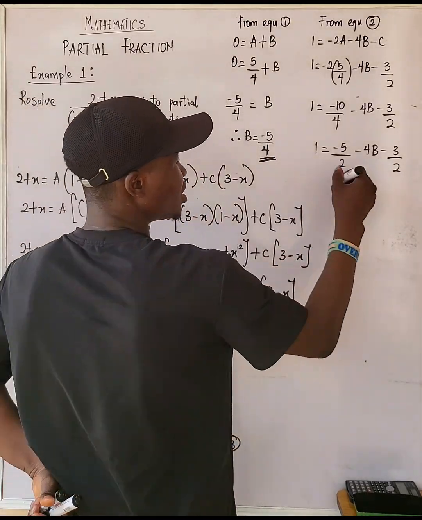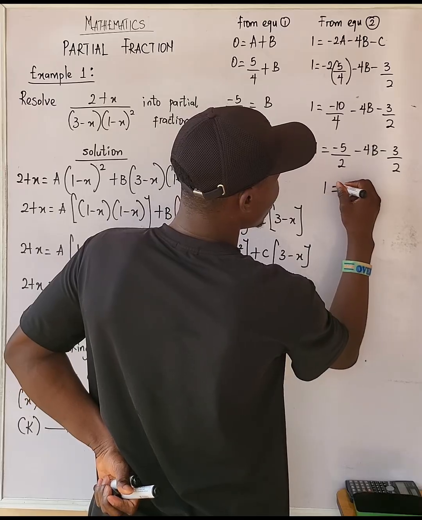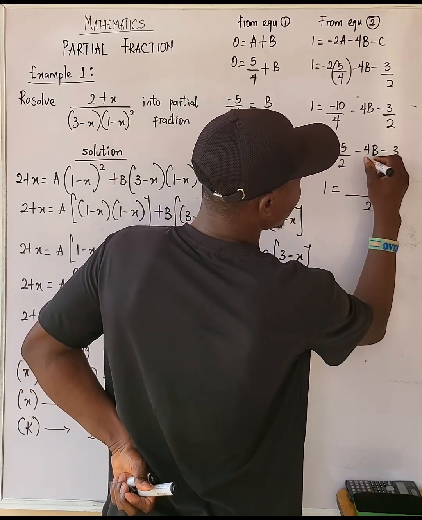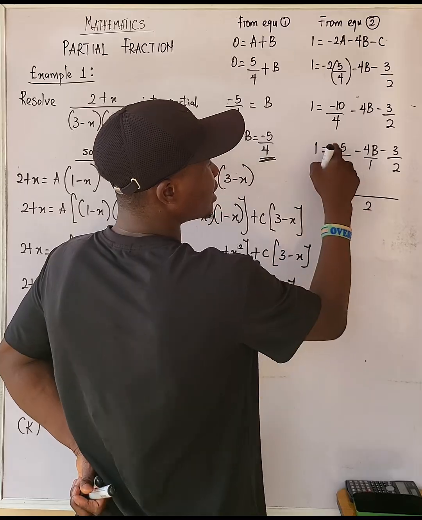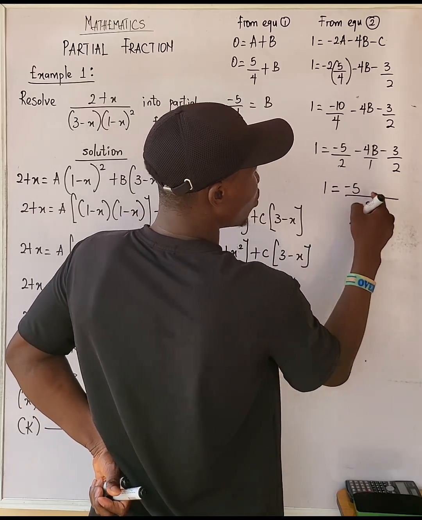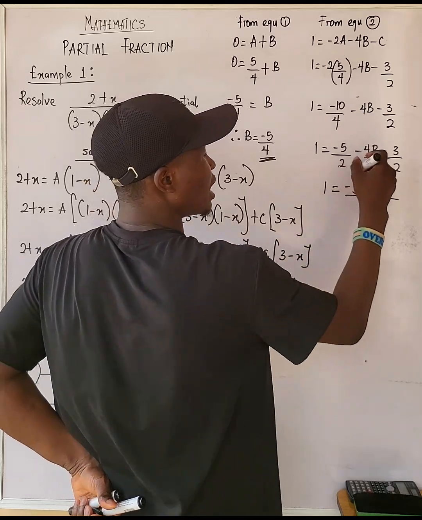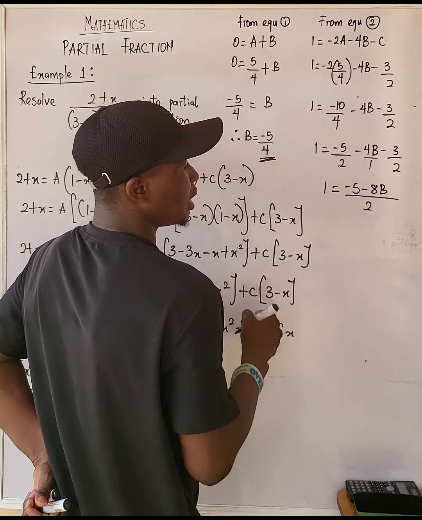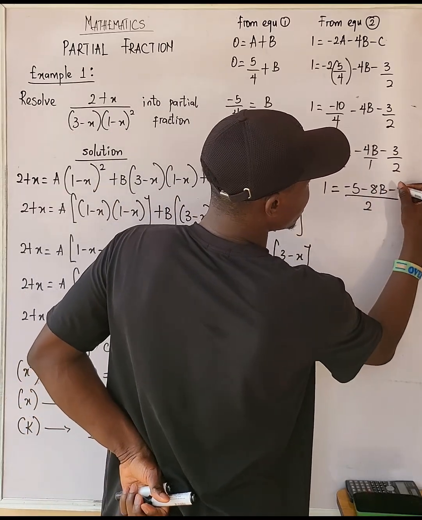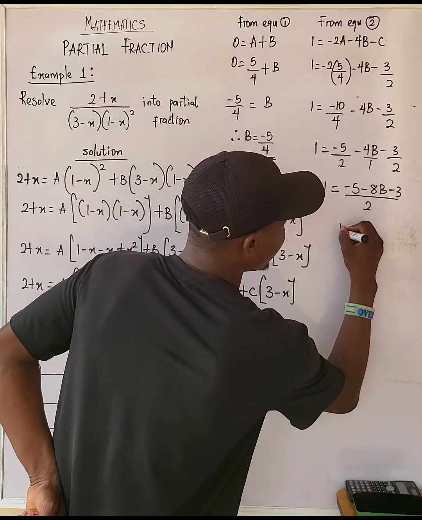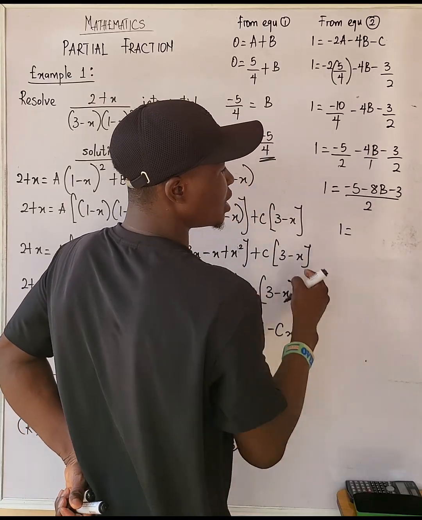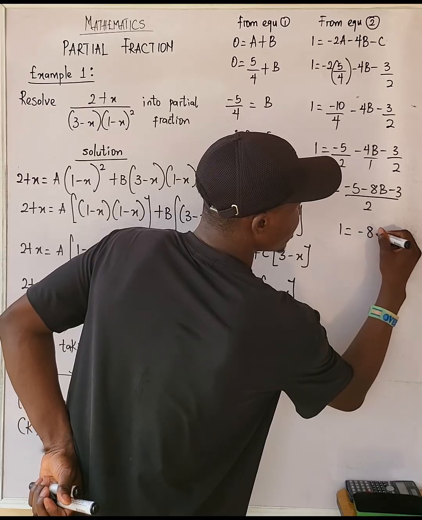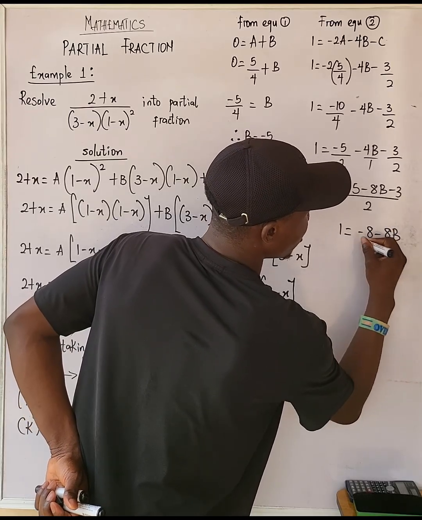LCM. Let's finish this right hand side first. That's 1 equals to, what's the LCM? 2. Don't forget, this is like over 1. 2 in 2, 1. 1 times minus 5, minus 5. 1 in 2, 2. 2 times minus 4 is what? Minus 8b, right? Then 2 in 2, 1. 1 times minus 3 is what? Minus 3. So what do we now have? 1 is equal to minus 5 minus 3 will give us what? Minus 8 minus 8b over 2.